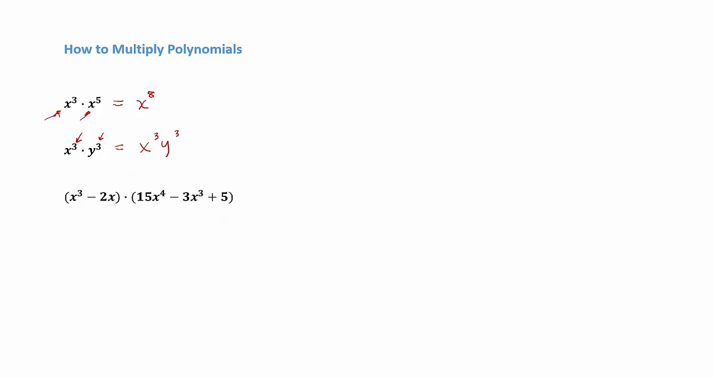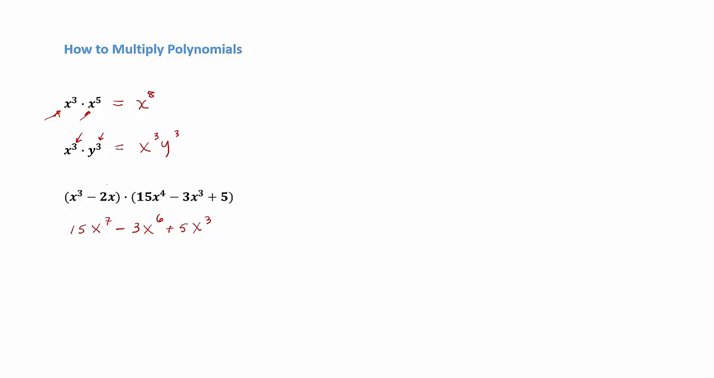So x cubed times 15x to the fourth is 15x to the seventh. Our bases are the same, the x and x are the same, so we add our exponents. Then x cubed times negative 3x cubed is minus 3x to the sixth, and we add our exponents. 3 plus 3 is 6. We just added this exponent to this exponent. Then x cubed times 5 is 5x cubed.